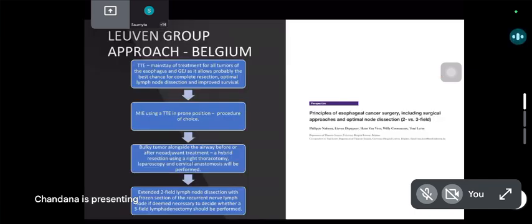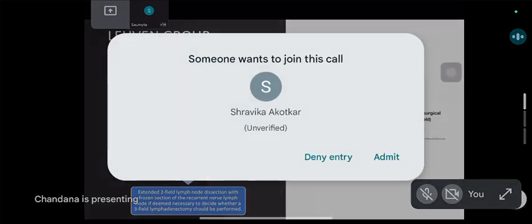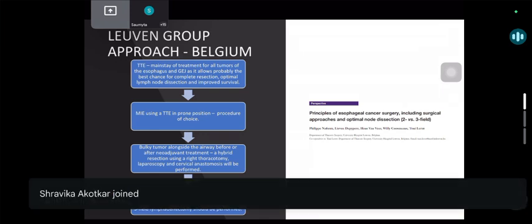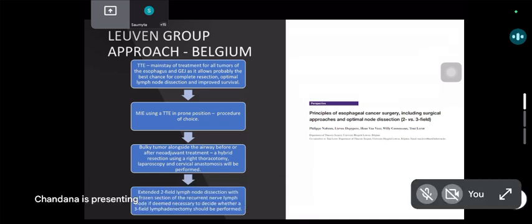So this group, that is the Leuven group approach in Belgium, holds that transthoracic esophagectomy is the mainstay of treatment for all tumors of the esophagus and GEJ, as it allows probably the best chance of complete resection, optimal lymph node dissection and improved survival. Minimally invasive esophagectomy using transthoracic esophagectomy in prone position is the procedure of choice.